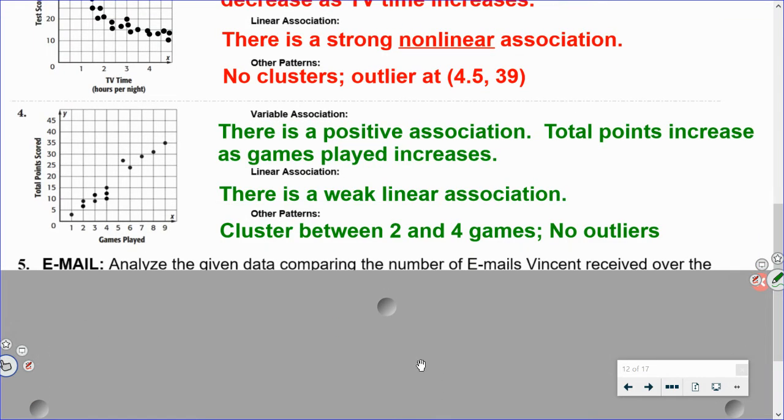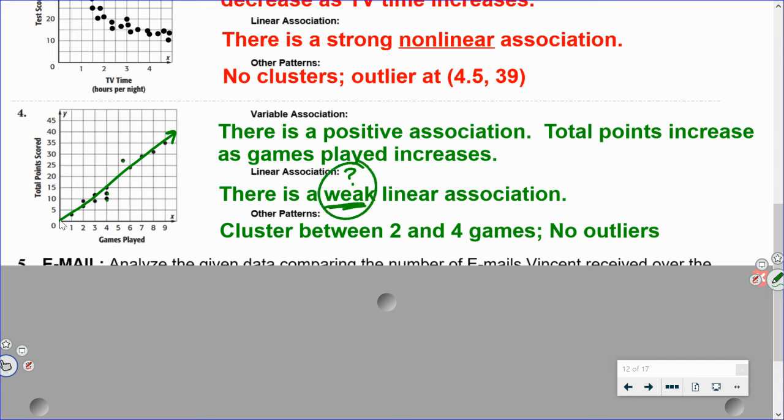All right, folks, in this case, number 4, I see a positive association. How do I know that? Because it would appear that points scored increases with more games. Total points increase as games increase. Now, I'm going to call that weak because if I drew a line through there, forgive me if it's not terribly straight, I do see a few points that are more spread out, although I'm going to put a question mark here and wait for some students to argue that point when we come back together.